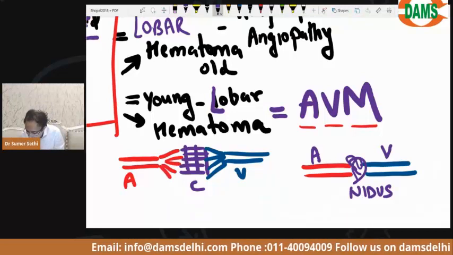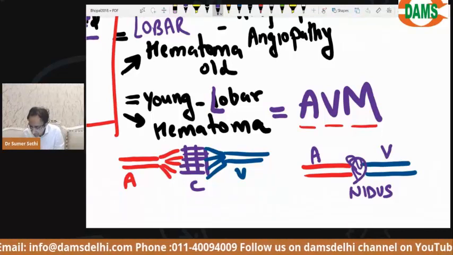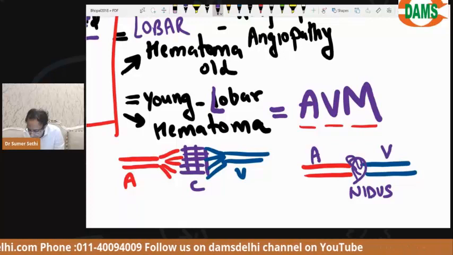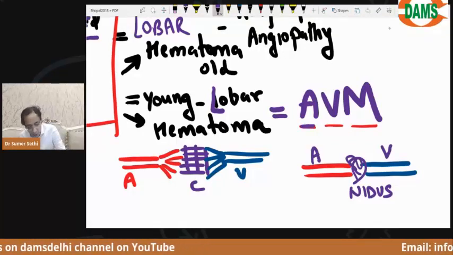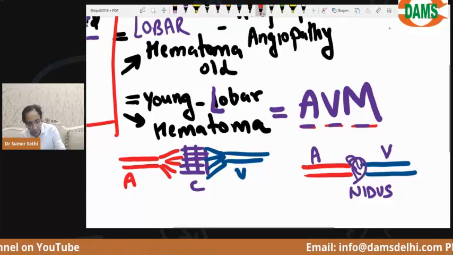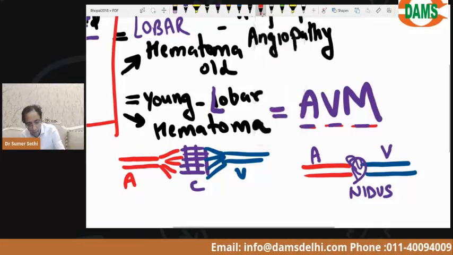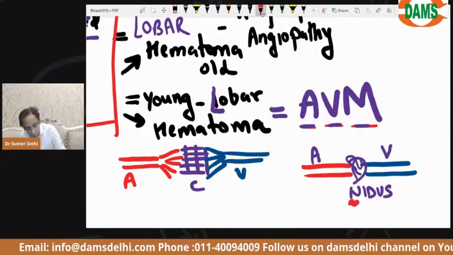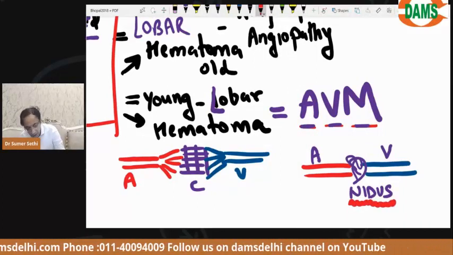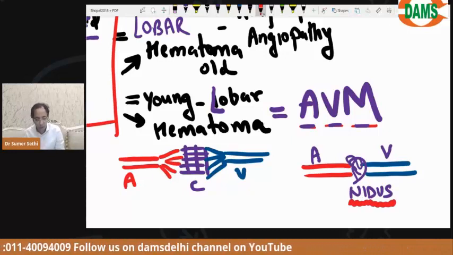Are you clear with this? Now let's see an answer. आर्टीरियोवीनस malformation मतलब आर्टरी और वेन के बनने में खराबी. So we don't have a capillary network. You have an abnormal bunch of vessels called a nidus connecting the artery to the vein.